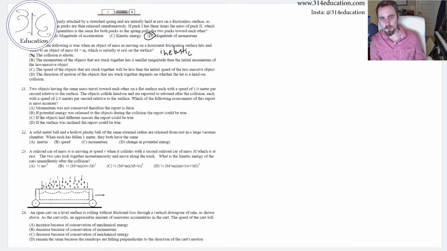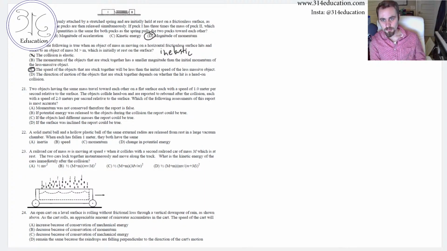Look at this. The speed of the objects that are stuck together will be less than the initial speed of the less massive object. That will be true, because we have to have the same momentum, but now we're moving a much larger mass, which is the combined mass of the little mass and the large one.